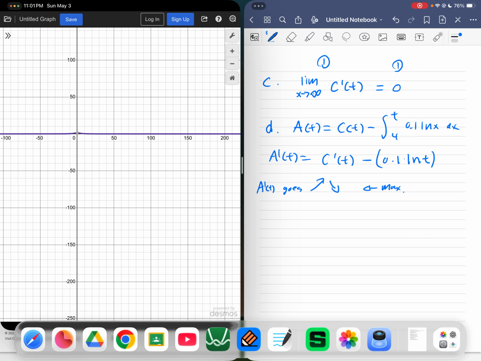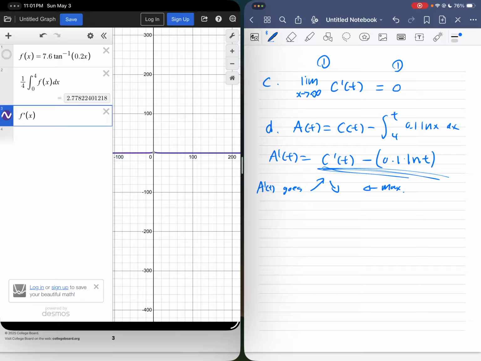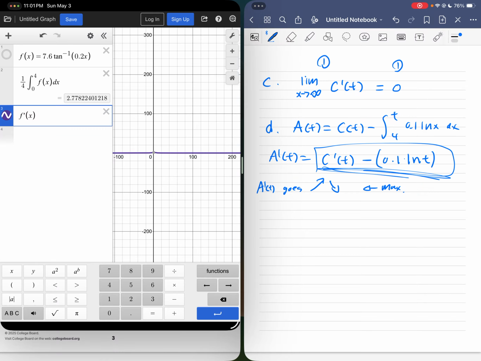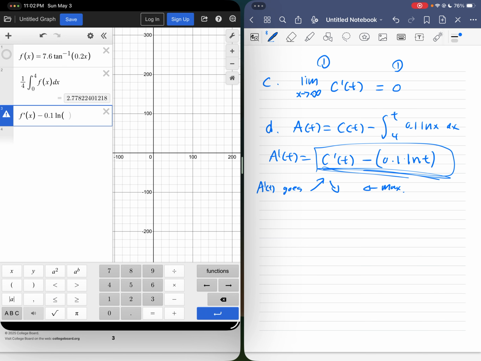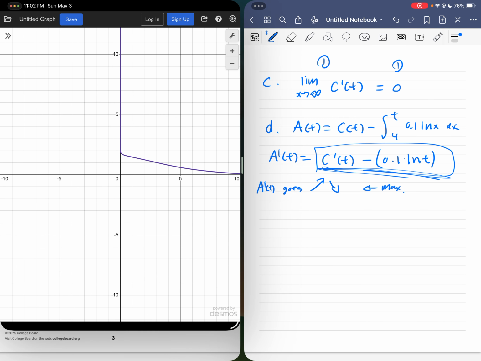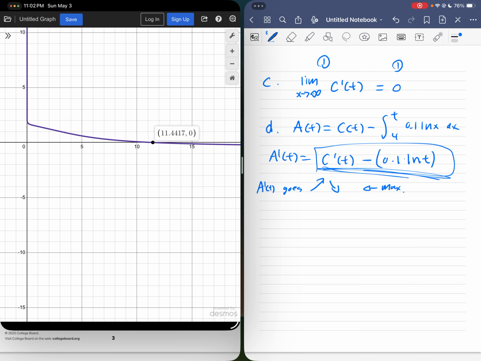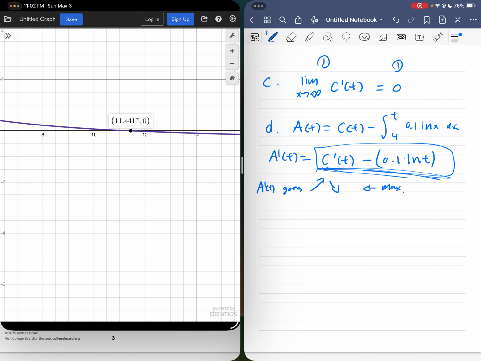So let's look at it. I have to put this one into decimals, this portion. So f prime of that minus 0.1 natural log of x. So we got this graph here. When does it go from positive to negative? Right here. Do you see this graph goes from positive to negative at this time? So at t equals 11.4417 or 442, this one goes from positive to negative.